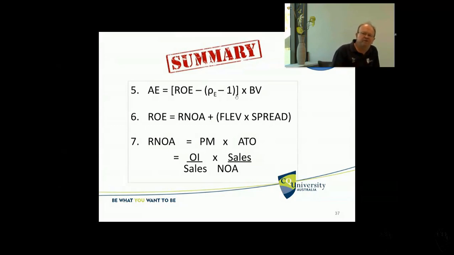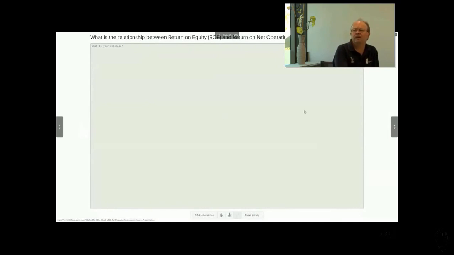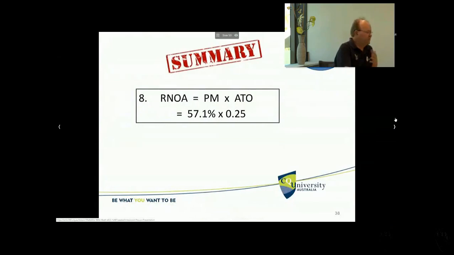And then, so we can break up the return on equity into return on net operating assets plus FLEV times spread. And we saw that return on net operating assets can also be broken up into profit margin times asset turnover. And the profit margin can be broken up into operating income divided by sales times sales divided by net operating assets. Now, we'll skip through these questions. And for Ryman Healthcare, it has a very high profit margin, 57.1%, partly driven by the way it does its accounting, and a very low asset turnover, 0.25, but it still comes up with a nice, healthy return on net operating assets.